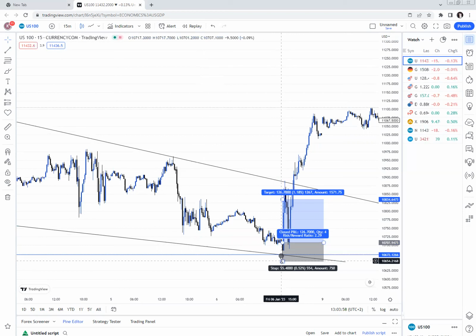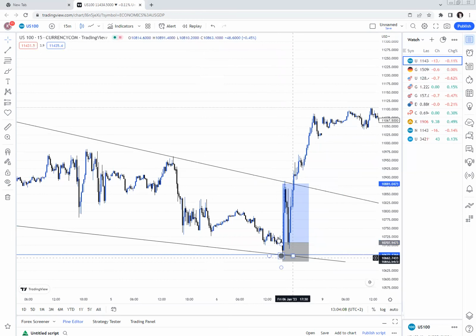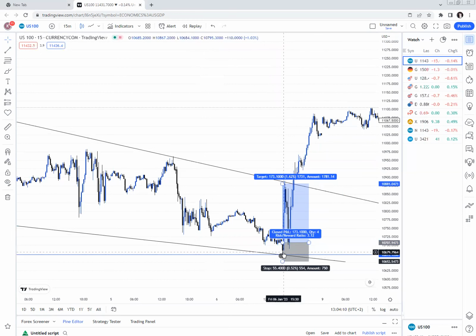Your internet connection is unstable. Guys, I think I have a problem with my connection here. So this one was a nice setup too, guys. Could have killed it. Got all my confirmations there.